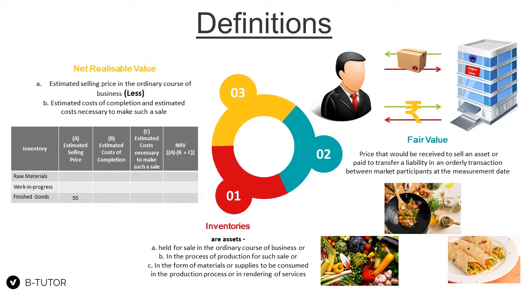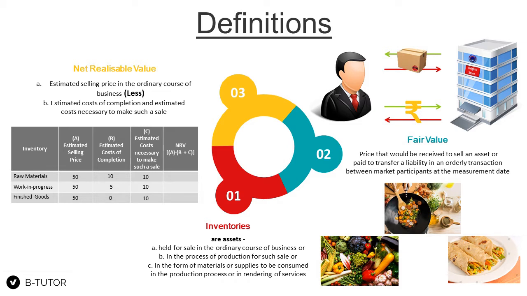So the estimated selling price of raw material as well as work in progress will also be 50. Further processing costs of raw material and work in progress are 10 and 5, whereas the finished good is already completed, so the cost of completion is nil. Then estimated cost necessary to make sale, that is restaurant cost or serving fee, whatever, comes to 10 each.